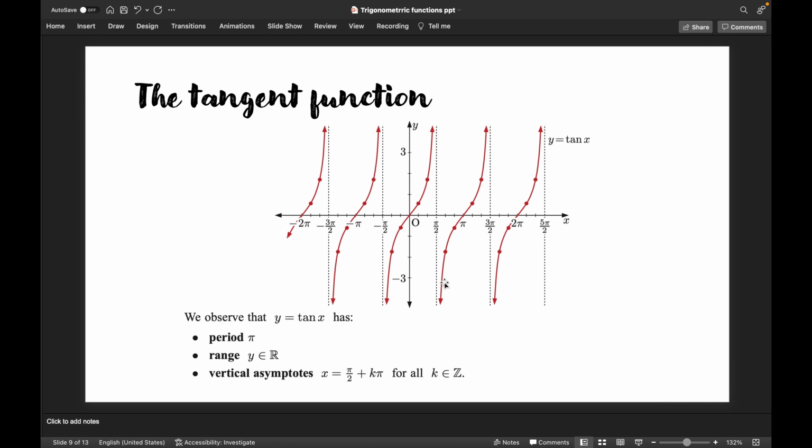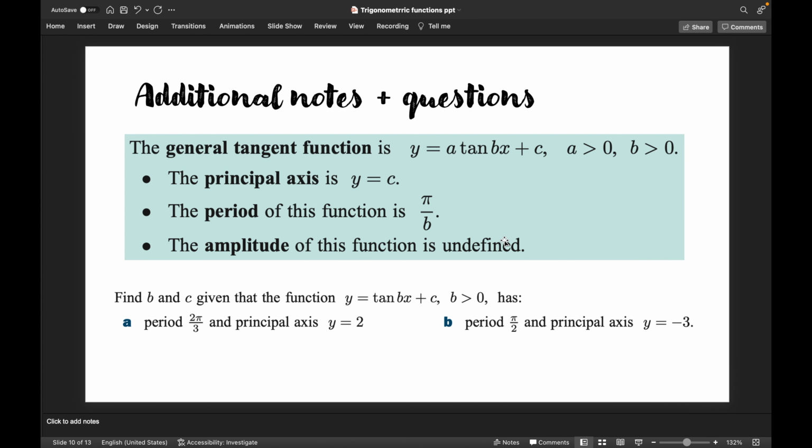The reason for this is because it always increases. This function is never ending. This will keep increasing. So the value of y will keep increasing in this direction, and it will move towards negative infinity in this direction. So therefore it's undefined. If this is clear, let's move on to a few questions.